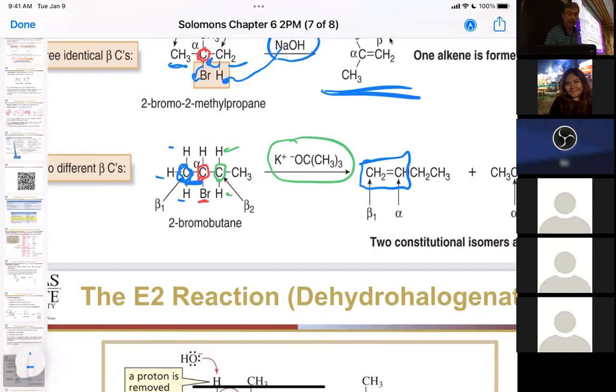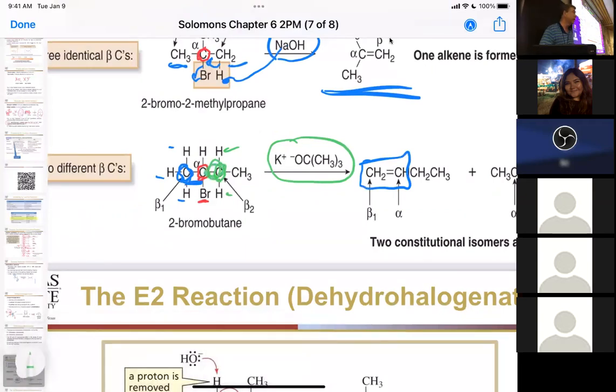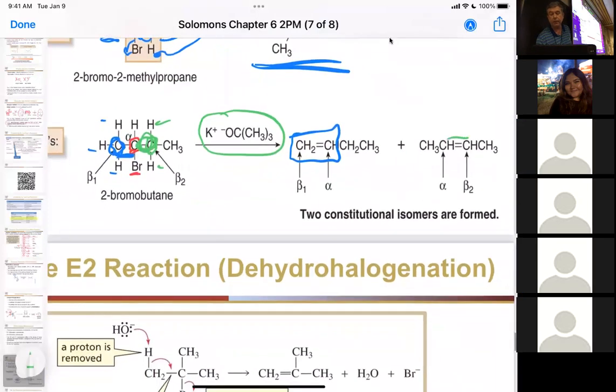But if we, in contrast, did it between the other beta carbon, we would actually end up with a different product. We would end up with an alkene between the alpha and beta, and we'd have an internal alkene. That's where the alkene has attachments to both sides. Okay, they can both form, but there will be 3 rules to show you which one is favored.